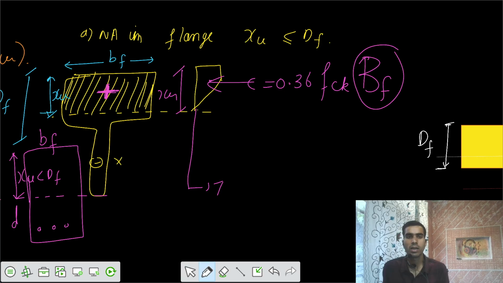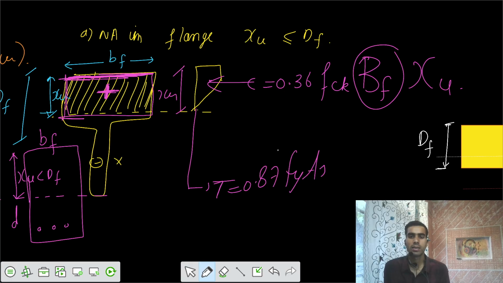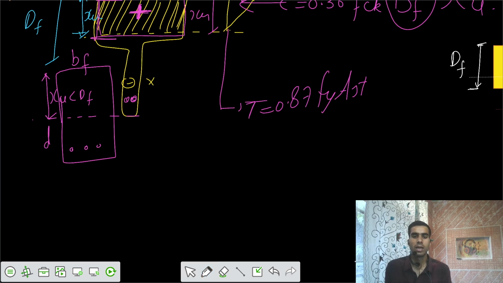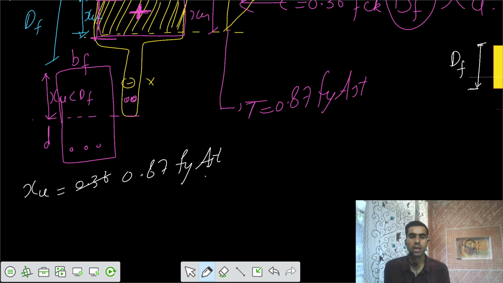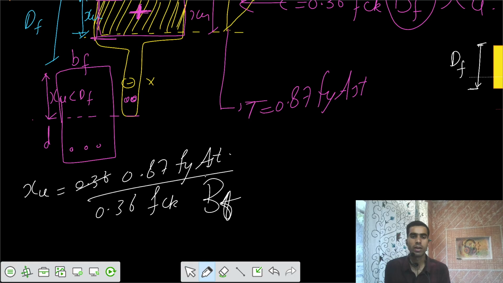So there's a difference here. We are going for the actual BF, because your flange portion is taking the compressive stress. So we keep that entire BF here: 0.36 FCK BF, and we have the actual XU. Similarly, the T force would be equal to 0.87 Fy AST. And if I want to calculate the actual location of the neutral axis, I can solve that. XU equals 0.87 Fy AST divided by 0.36 FCK times BF.